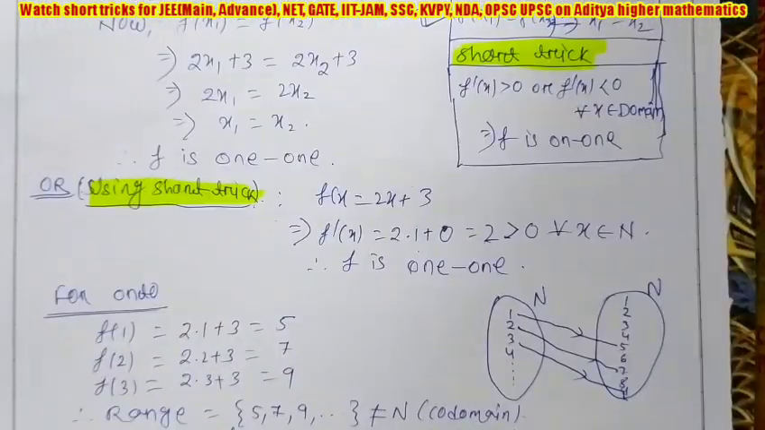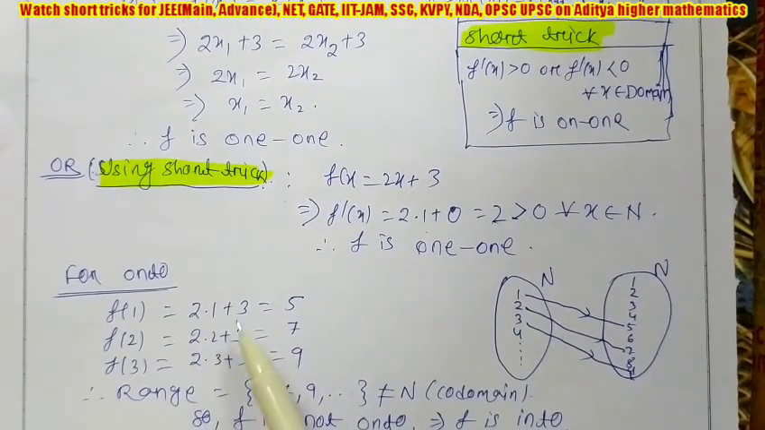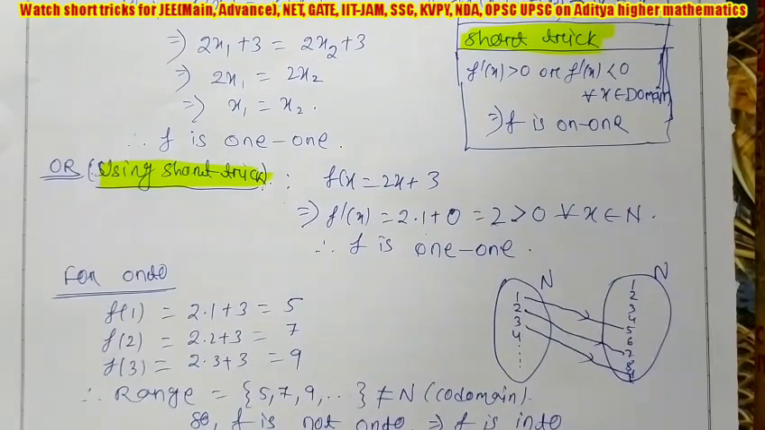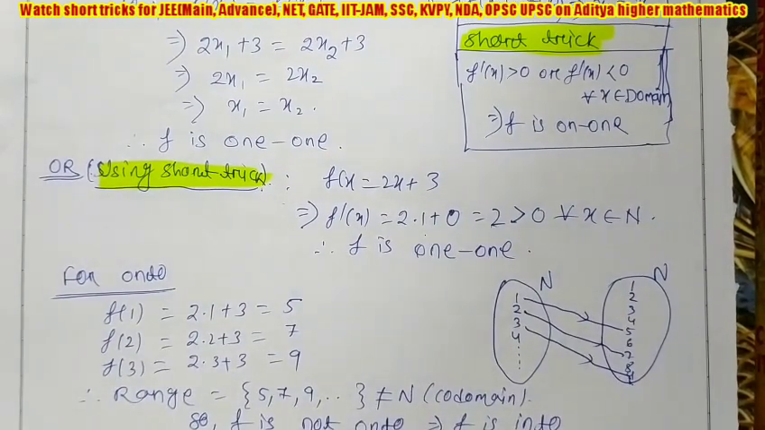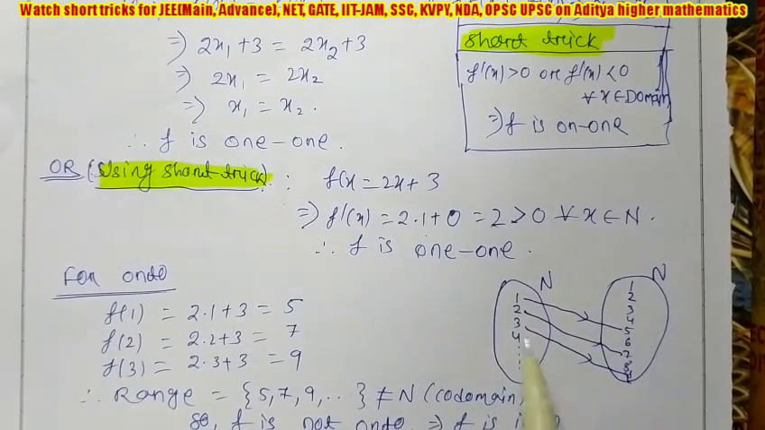So we will find the image points. Whatever the image points are, first find them. The image of 1 is 2 + 3 = 5. The image of 2 is 7. The image of 3 is 2 into 3 plus 3, 9. Just in place of x, I am putting the values. So now observe the arrow diagram: the image of 1 is 5, the image of 2 is 7, the image of 3 is 9.